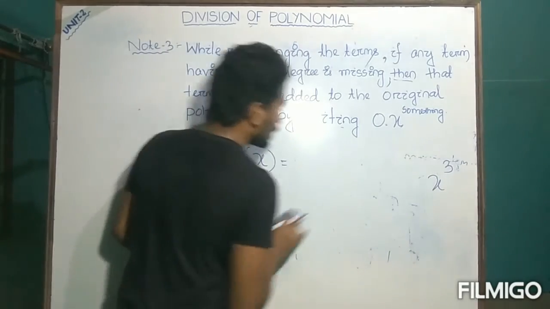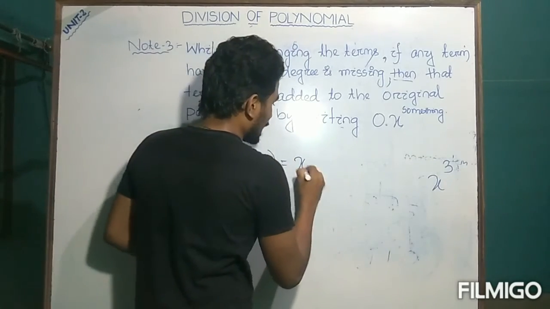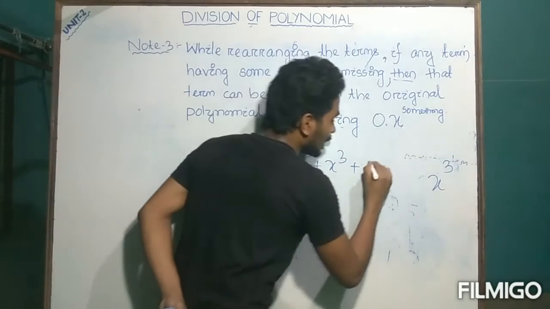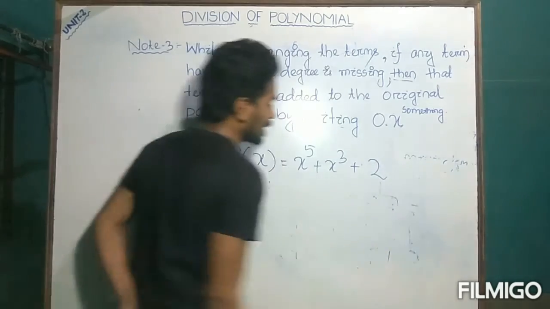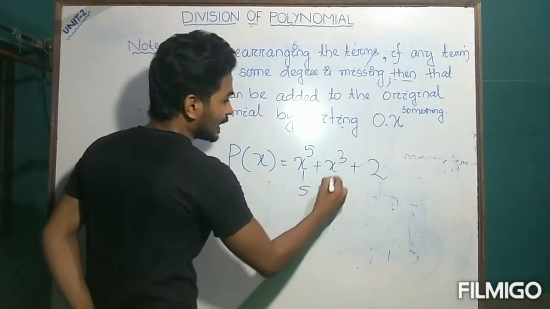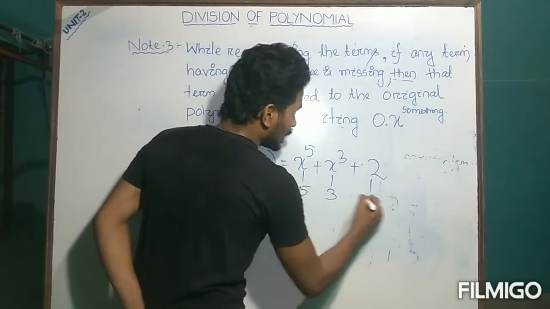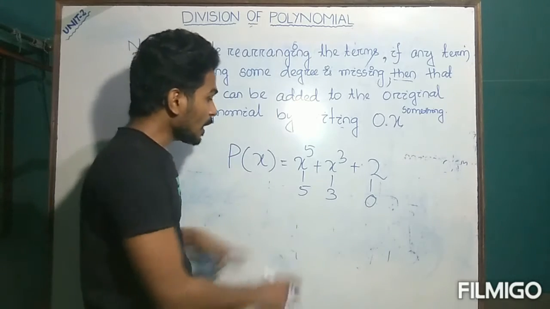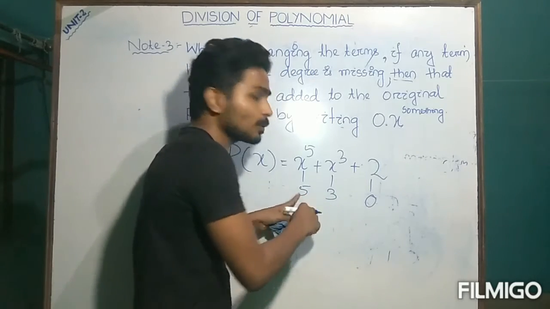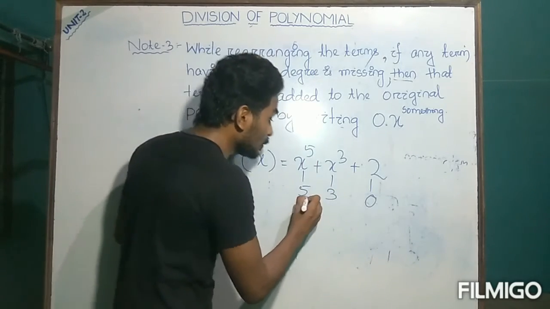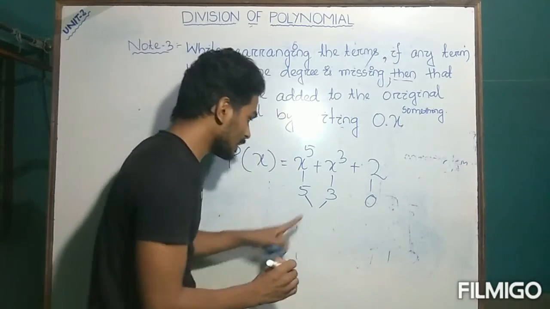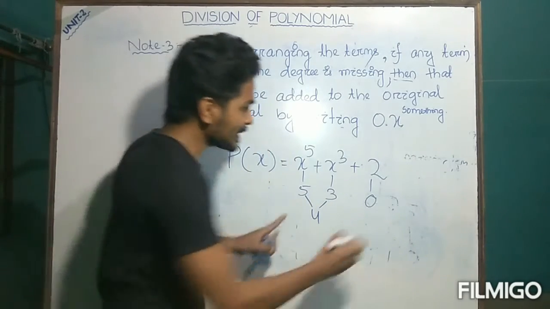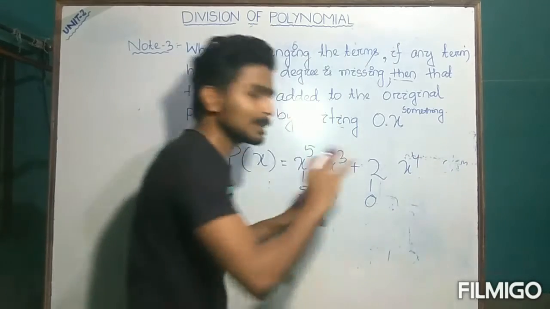If we have x to the power 5 plus x cube plus 2. Okay, so we will rearrange the terms. It is power 5, it is power 3, it is power 0. So between 5 and 3, which term is missing? It also contains a term whose degree is 4. It is missing here. That means x to the power 4 is missing.